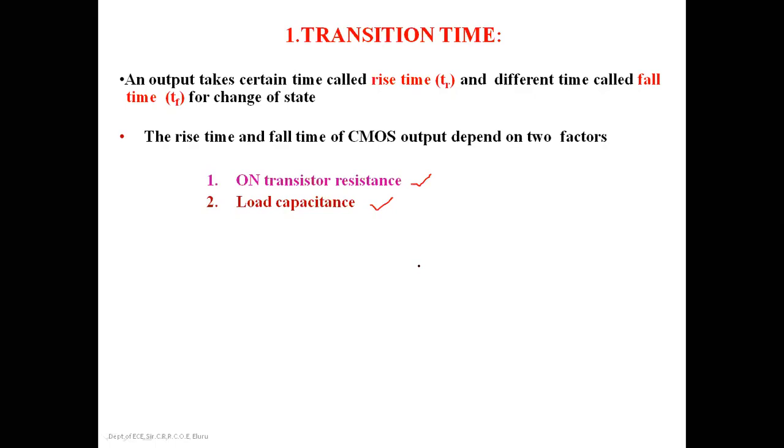Okay, and now the next point, the rise time and fall time of the CMOS output device. They depend on two factors: one is the on resistance of the transistor and the second one is the load capacitance. The on resistance depends on the properties of the semiconductor material, whether it is N type or P type semiconductor. Depending on the semiconductor material, the transistor has an on resistance. Then the second one is the load capacitance.